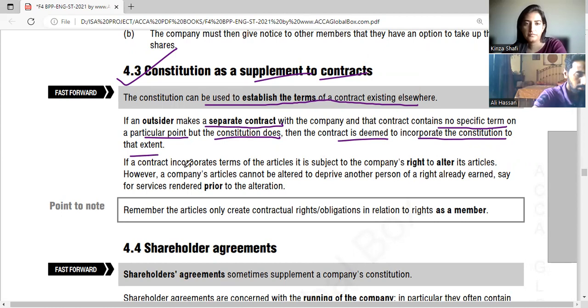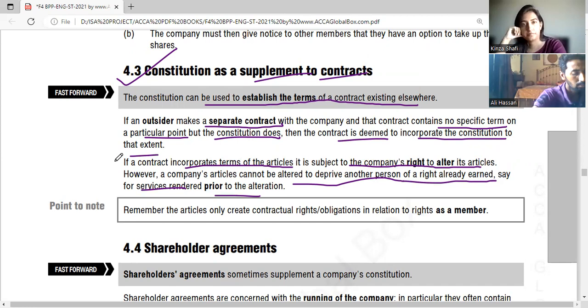Now, if a contract incorporates terms of the articles, it is subject to the company's right to alter its articles. However, a company's articles cannot be altered to deprive another person of a right already earned, say for services rendered prior to alteration. अच्छा, अब इस पैरा से क्या समझ आ रहा है?